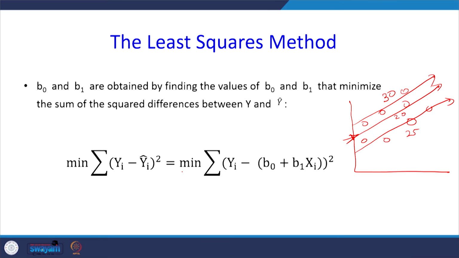yi minus y hat, we know, is yi minus (b0 plus b1x), whole square. Why am I squaring the error? So that it will become positive. Not only that, if there is more deviation, when you square it, it will become a higher value. For example, if the deviation is 5, when you square it, it becomes 25. If the deviation is 0.5, when you square it, it becomes 0.25. That is the reason we are squaring the error. If you are not squaring, the sum of the error will become 0.